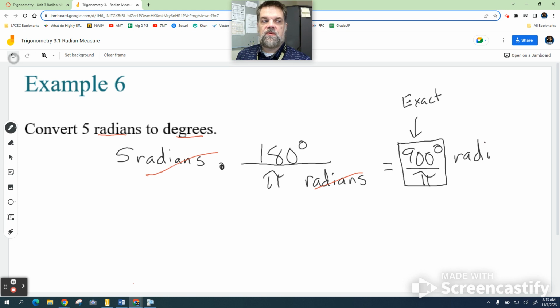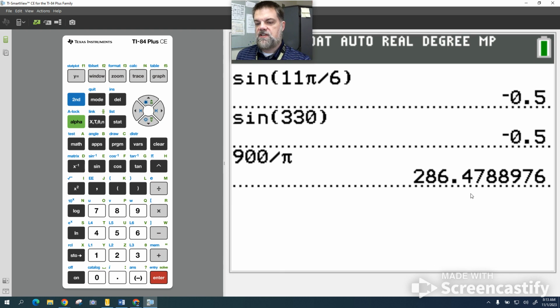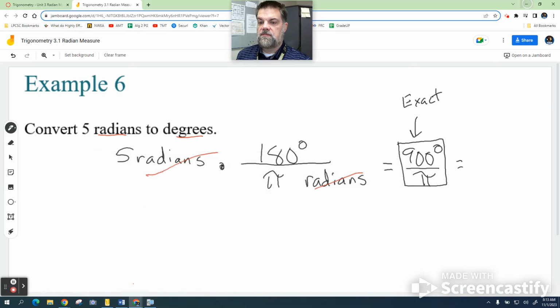Or not in radians, we want it in degrees. So we like to leave it as an exact value when it's in radians. But you could, if you wanted to, in this particular case, divide it by pi and get an answer. So if I said 900 divided by pi, you get this crazy decimal, which is 286.47. So you would say 286.